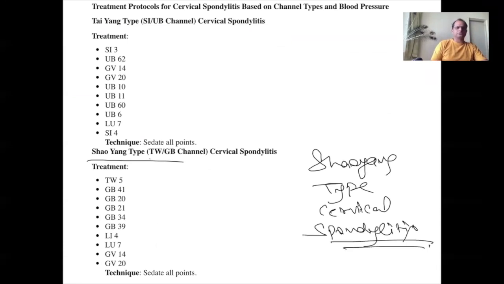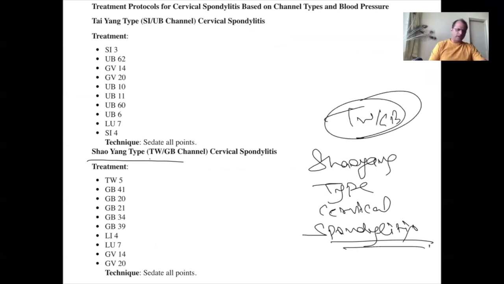इसे हम Shaoyang कहते हैं. Shaoyang means triple burner and gallbladder, which supply the lateral side of the body. So this pain is called Shaoyang type. When we are moving the neck right and left, we are having pain. जब हम गर्दन को right left घुमाते हैं और दर्द होता है.